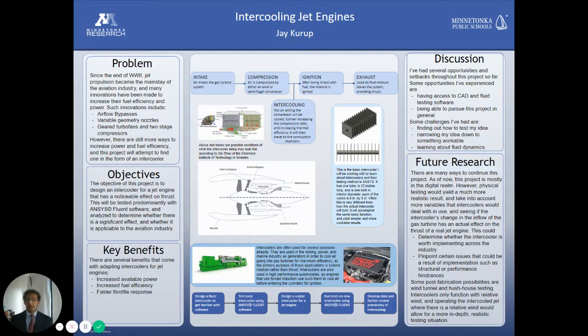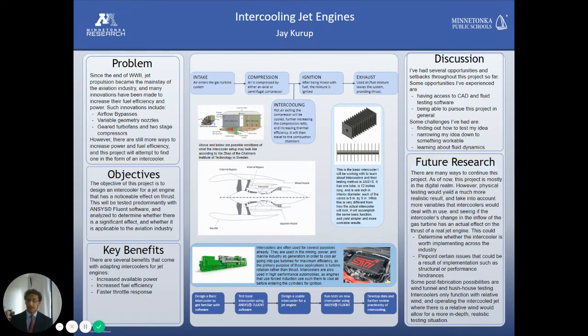If you now pay attention to the middle column of the poster, I'd like to talk about what an intercooler is and how it works. So, in pretty much any combustion engine, we can narrow it down to four main parts of the cycle. There's intake, where air enters the system; compression, where air is compressed.